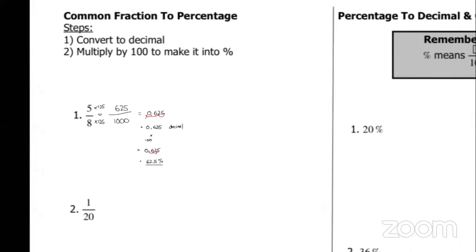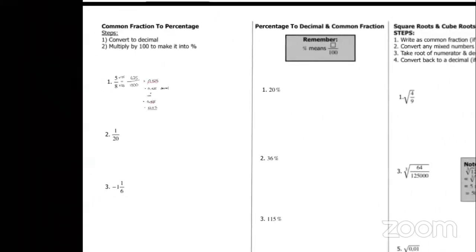Okay, I hope that makes sense. Let's move on. 1/20. Let's convert 1/20 to a percentage. So first we're going to convert it to decimal. Now, what's the smallest power of 10 that 20 can go into?